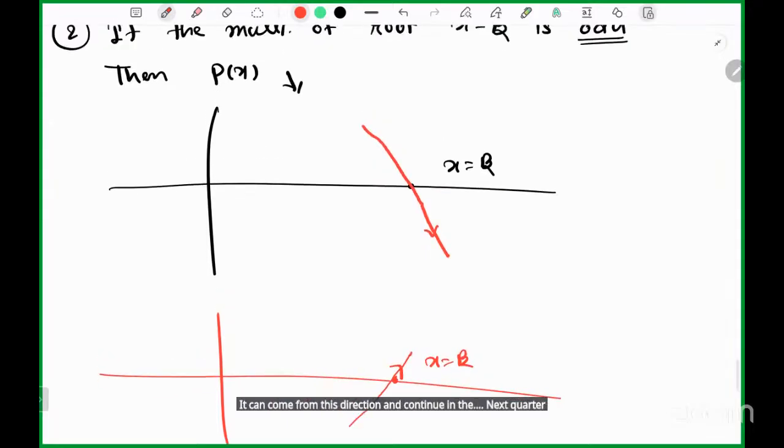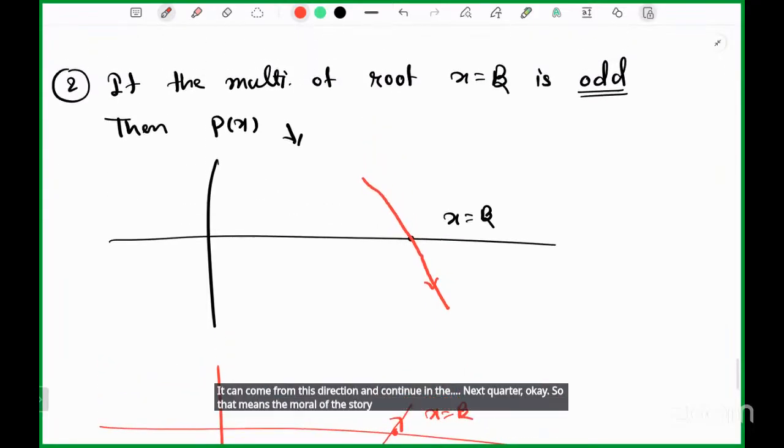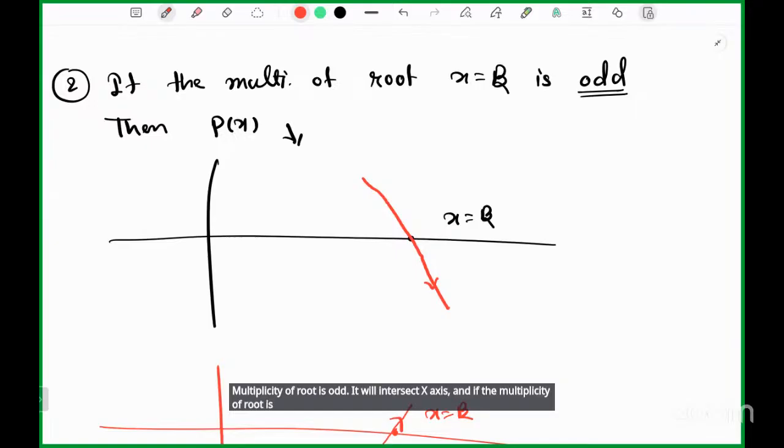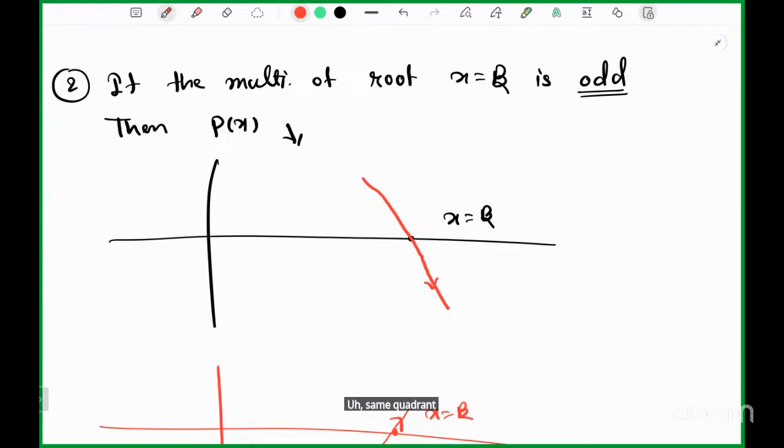So the moral of the story is, when the multiplicity of a root is odd, the graph will intersect the x-axis, and if the multiplicity of the root is even, it will just touch that point and return back in the same quadrant or the same half plane.